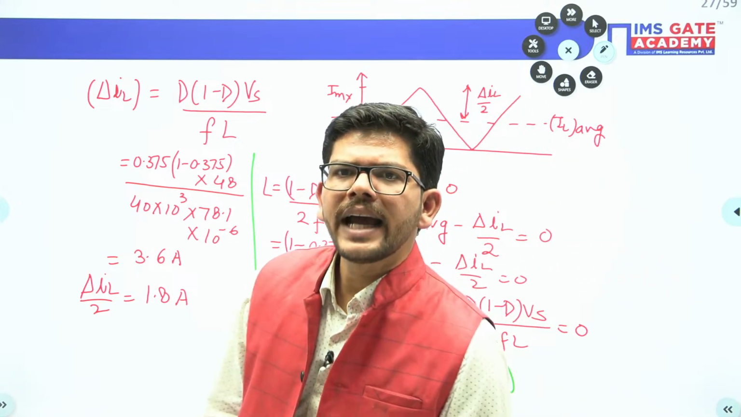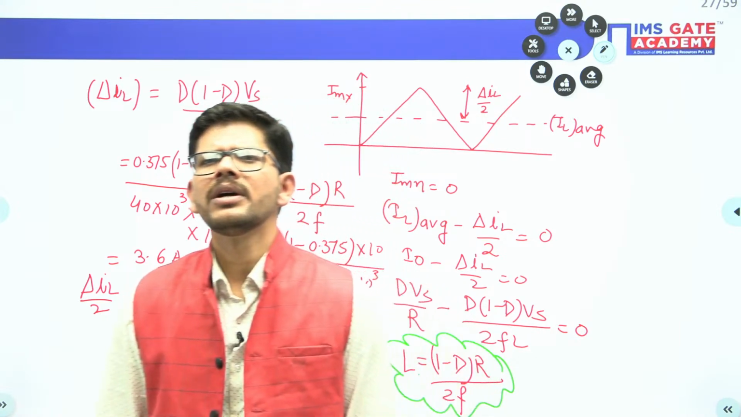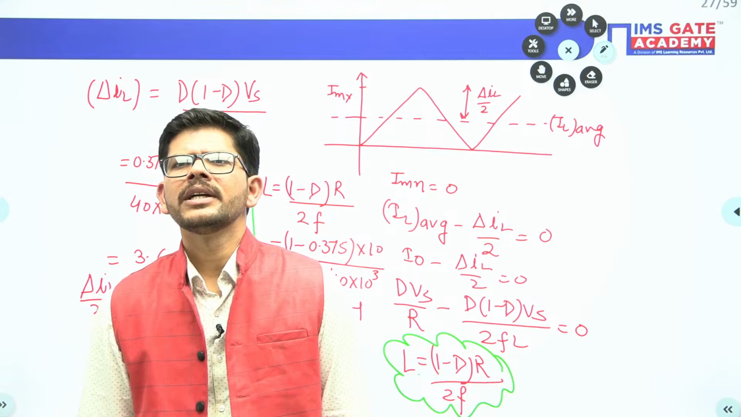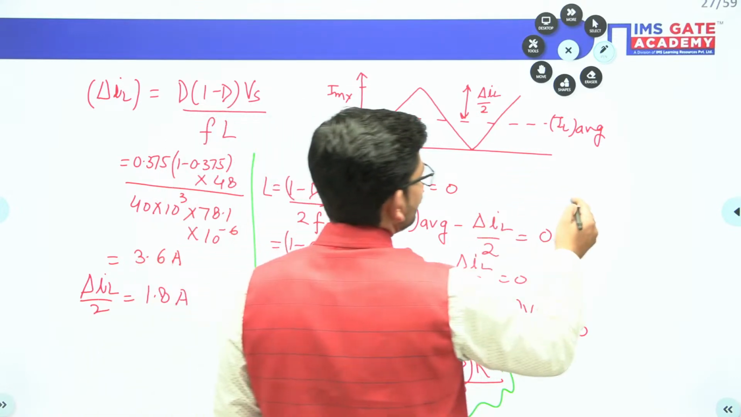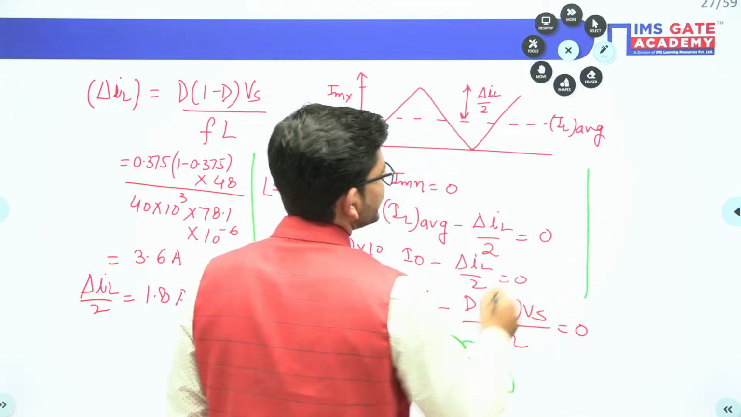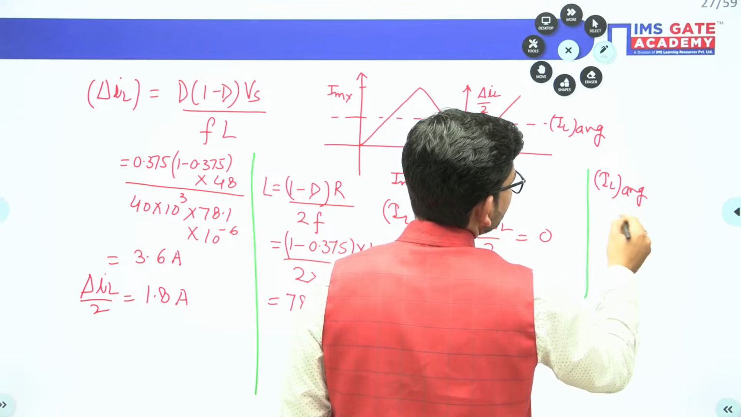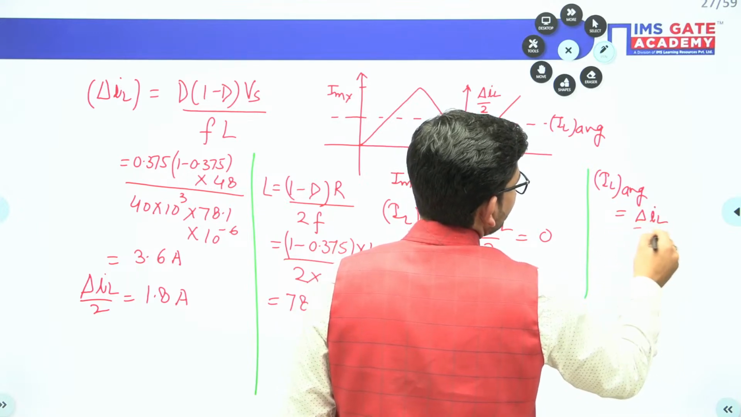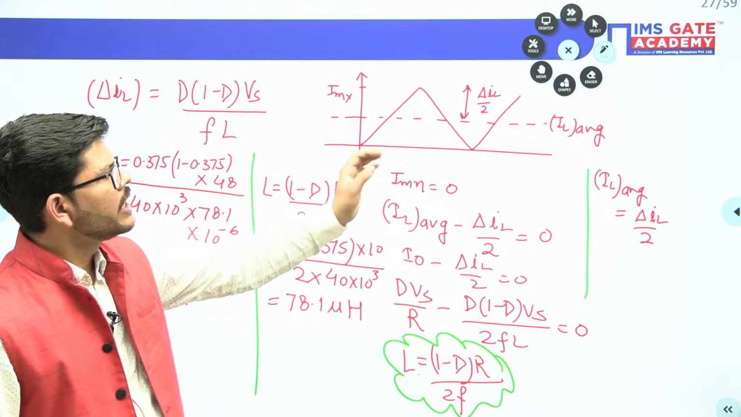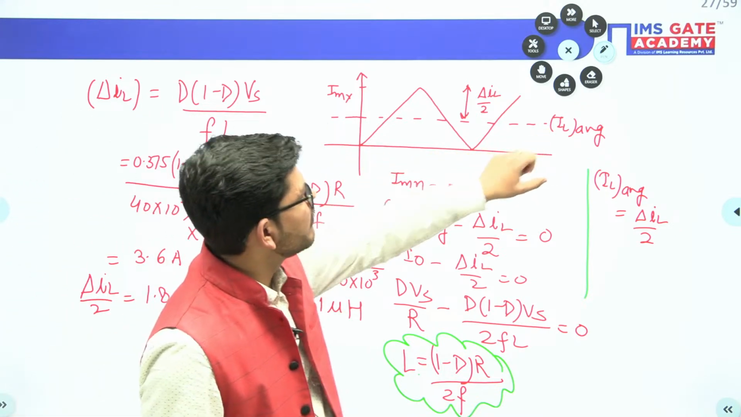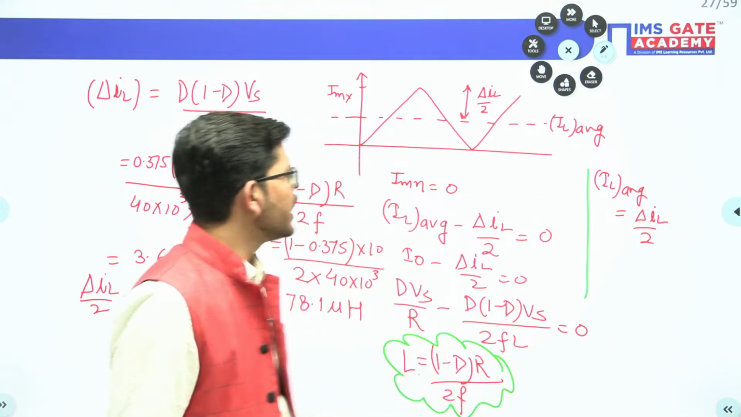Naru is saying, sir, can we use del IL equals to 2 into IL average? Yes, of course, Naru. You can also use that here as well. Naru is saying that, sir, can we use IL average equals to del IL by 2? Of course. You can use that formula as well. When we are considering the conduction to be at the boundary, then what you can see here is IL average is equals to del IL by 2. So of course you can use that also. There are two possible ways.